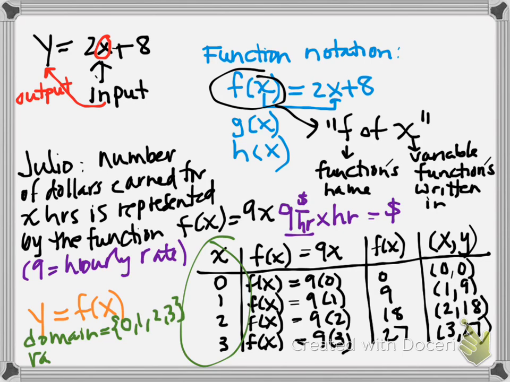If I ask for the range, we're now listing what we got when we solved the function. So we get 0, 9, 18, 27. Do we have to write them in a certain order? The answer is actually no. We just need to make sure everything in the domain column gets included, and then for the range, everything in the range column, which is the function column, gets included. So the order doesn't matter. All right?